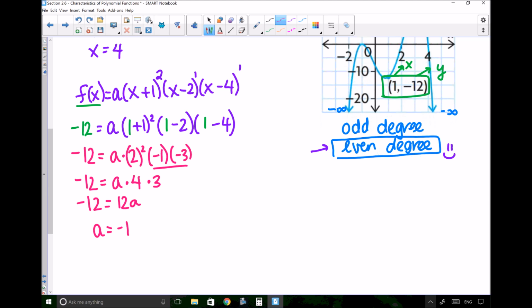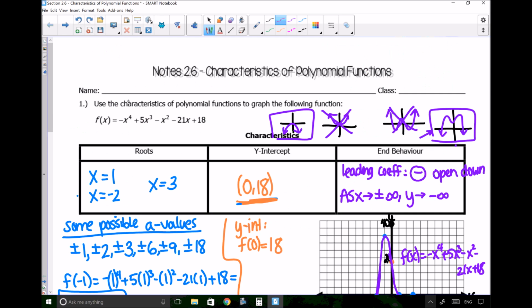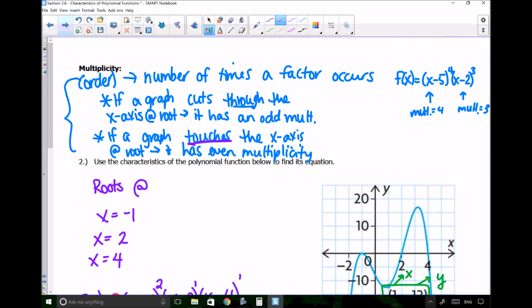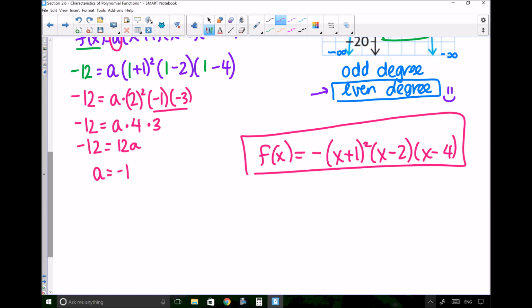Well, now I have everything I need in order to figure out my function. Therefore, my function is going to be f of x equals negative 1, or just negative, times x plus 1 squared, times x minus 2, times x minus 4. Okay, and I can go ahead and multiply it out if I want it to look like this format right here, but if you leave it in factored form, that is totally acceptable, nothing wrong with that, and that's our answer.